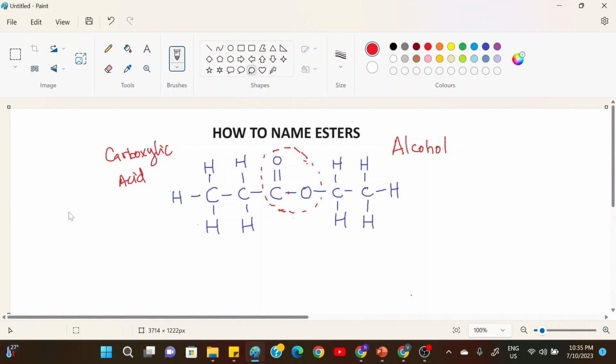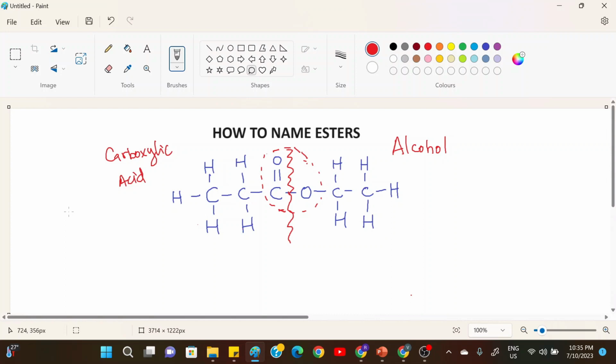Next, we break the ester into its constituent parts, since an ester is a product of a chemical reaction between an alcohol and carboxylic acid. So when we break it, this is exactly where we break it into the alcohol and carboxylic parts. We are breaking the carbon that has a single covalent bond with an oxygen. So now it is separated into its constituent parts.